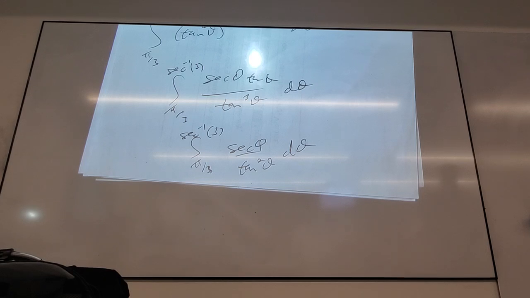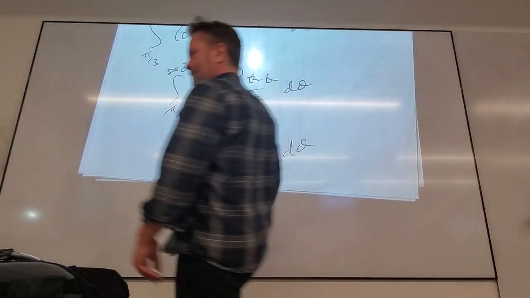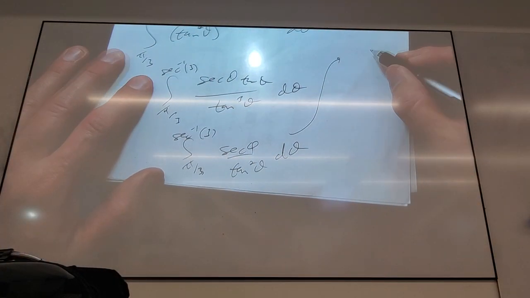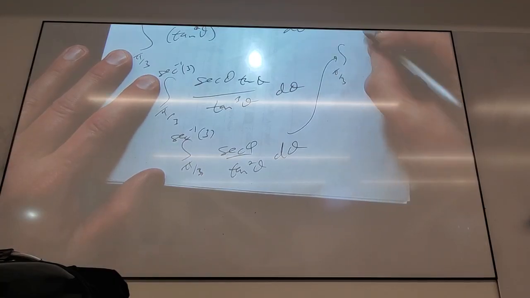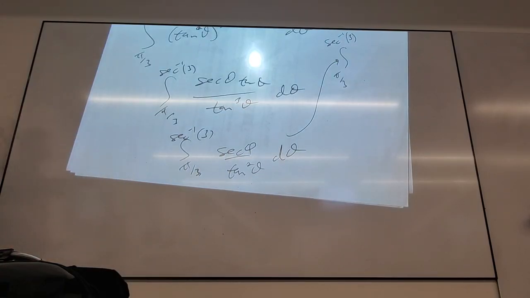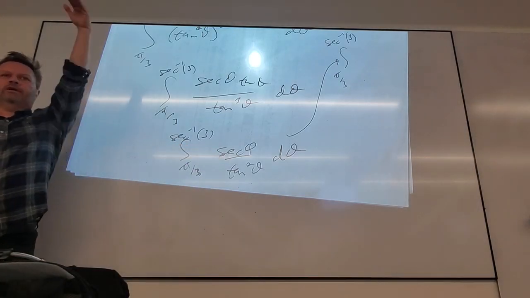How do you do that? Use trig identities. I mean, what's secant? 1 over cosine. And what's tangent? Let me see if you guys are cool with this. So 1 over tangent squared would be 1 over sine squared over cosine squared, which is cosine squared over sine squared. Is that cool? Times 1 over cosine would be cosine over sine squared.